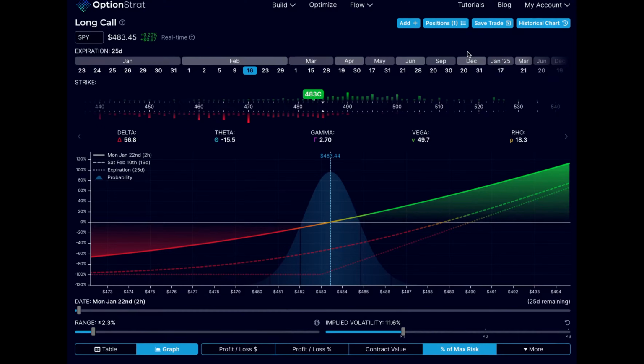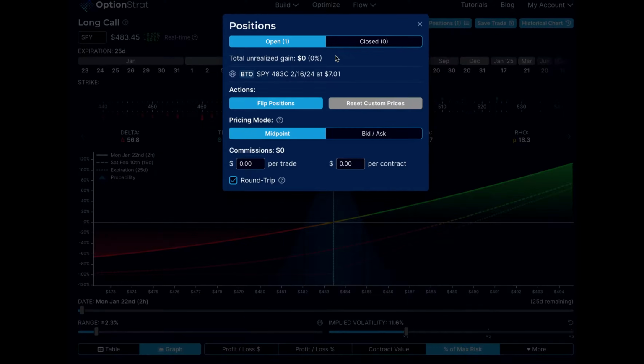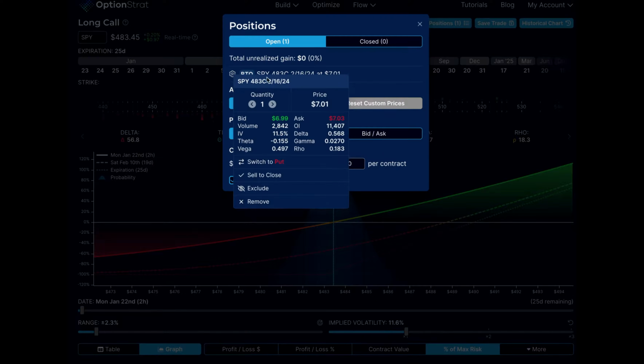So let's come back now. Right now I've got one open position, or one open option that is part of this position, and I want to cover a couple of things here. This is the one option that I have open. It says buy to open, and I can click on the little gear icon, and we can see that it shows a price of $7.01.